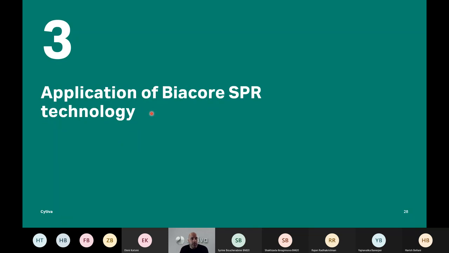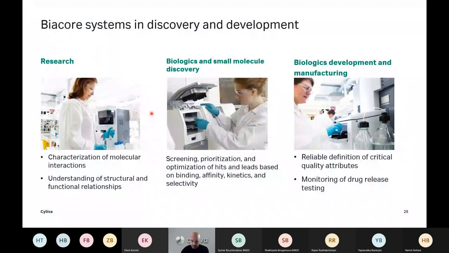Then I will give you a brief presentation of the wide range of applications of this technology, and I will focus basically on drug discovery and biotherapeutics research. But just to mention that Biacore is applied from very basic research, for example, to get to know, as we have already mentioned, the relationship between the structure and function of molecules, to characterize the molecular interactions from the very beginning.